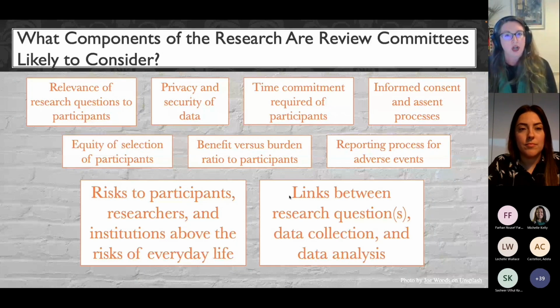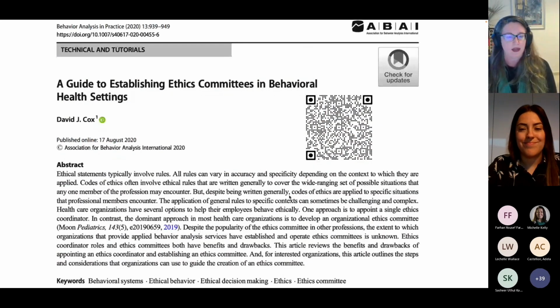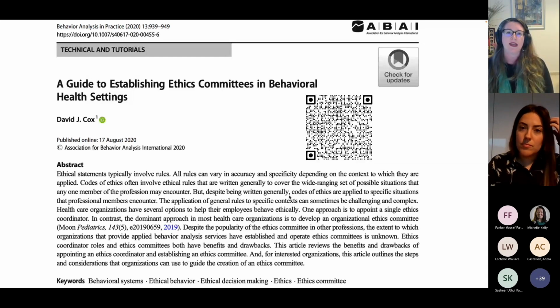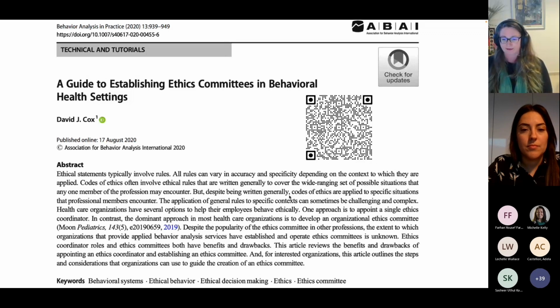So if you are currently working in a clinical role and you are not connected with a university, so you don't have connection to an institutional review board, Dr. David Cox just published this article in 2020 about setting up ethics committees in behavioral health settings. So this is a good article to go to if you're at the start and you want to see what it would take to set up a review committee like this in clinical practice. If you have questions, again, Belen's active in the chat, so feel free to talk with her in there.